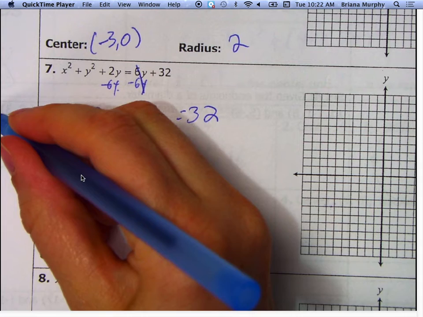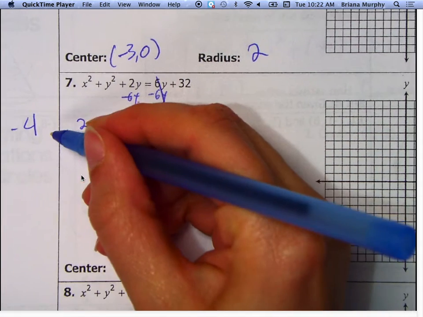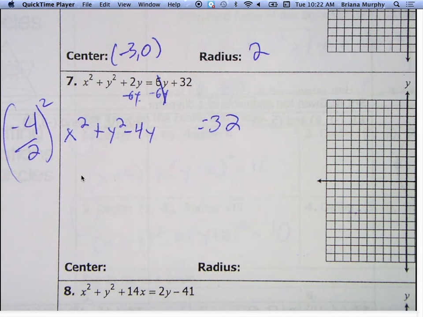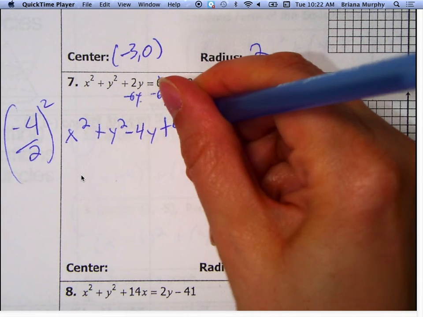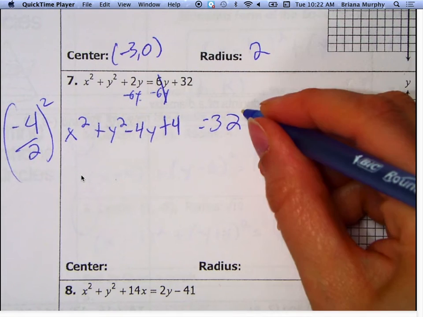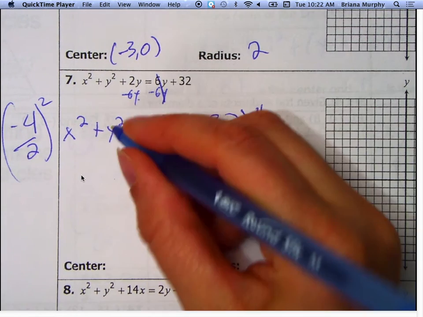So I need negative 4 divided by 2 squared. What's negative 4 divided by 2? Let's do the steps, guys. Negative 4 divided by 2. Negative 2 squared is? 4. Okay. I get that you guys are saying 4, but remember I'm also recording this and I want to make sure everybody catches on to what we're doing, okay? Plus 4.